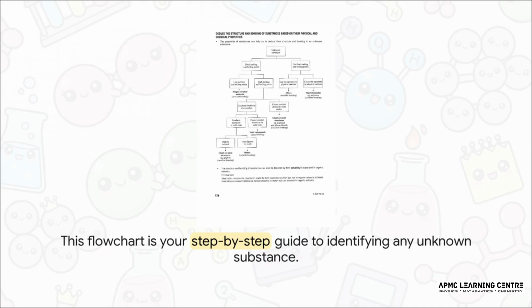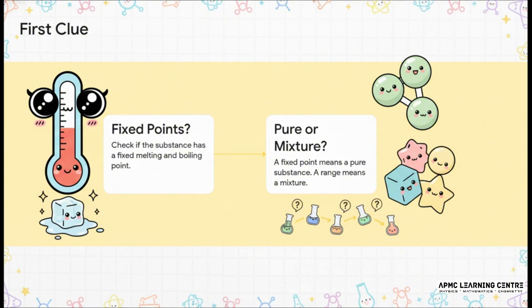And this flowchart? This is your secret weapon. I know, it might look a little complex at first glance, but really it's just a series of simple yes or no questions that guide you straight to the answer. It's all about following the path. Your very first step, right at the top of that flowchart, is to check the melting and boiling points. Does the substance melt at one specific sharp temperature, or does it get mushy over a range of temperatures? A fixed point tells you it's a pure substance, but if it melts over a range, you're probably looking at a mixture, like an alloy. This is your first huge clue.